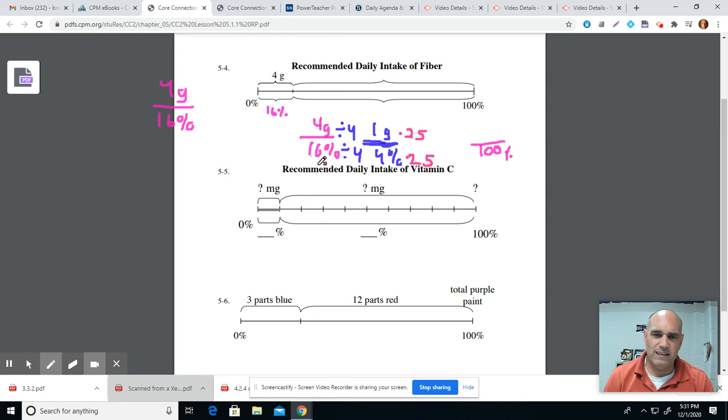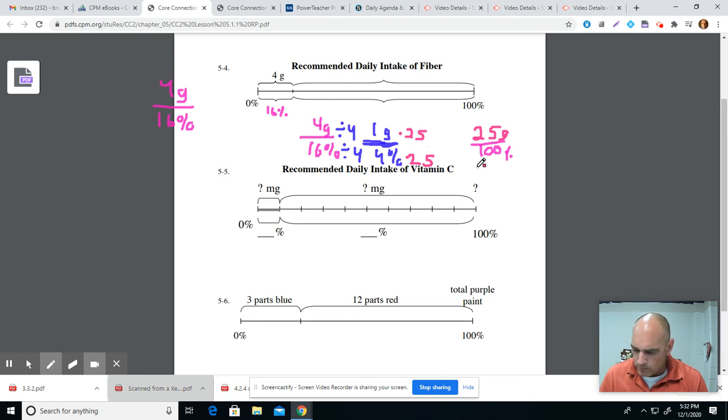So notice what I did. I got myself to a better percent. I divide these by 4, gives me 1 gram for 4%. Then I'm going to multiply these by 25. 4 times 25 is 100. 1 times 25 is 25. So I know that 100% of what I should have is 25 grams. That would be how much fiber I need for the whole day. So that is part B.